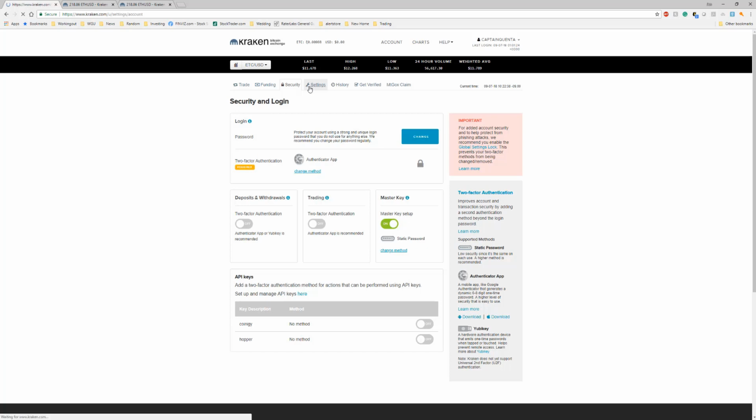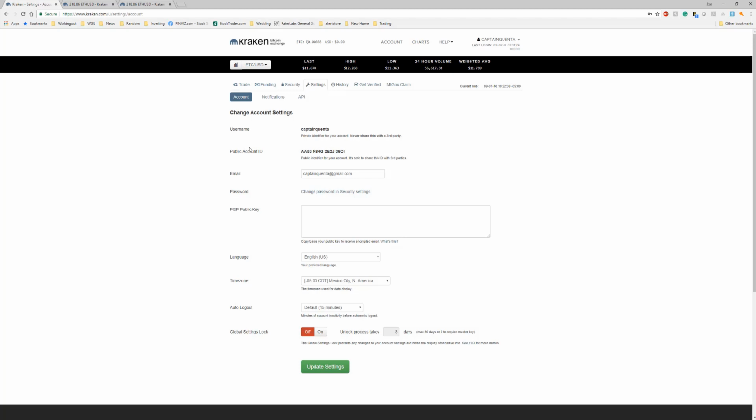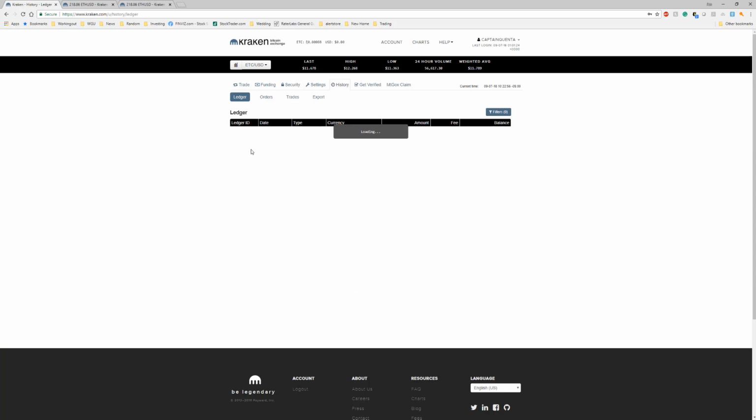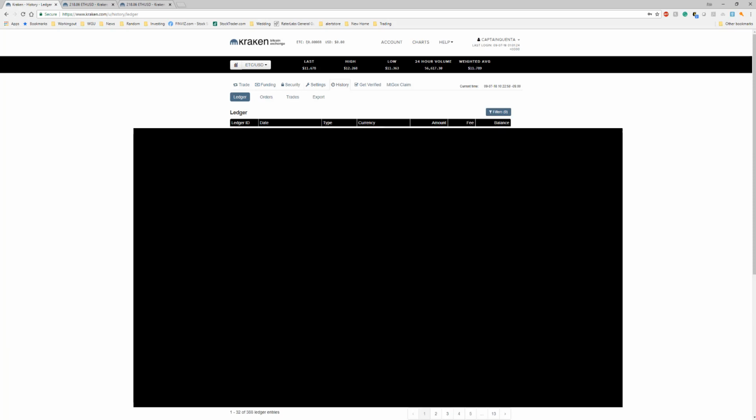On settings, this is just the basic information about your account name, public account ID, your email, and all that jazz. The history is just going to give you your detailed list of some of your withdrawals, when you logged in, rollovers, like fees that are paid for holding margin trades.